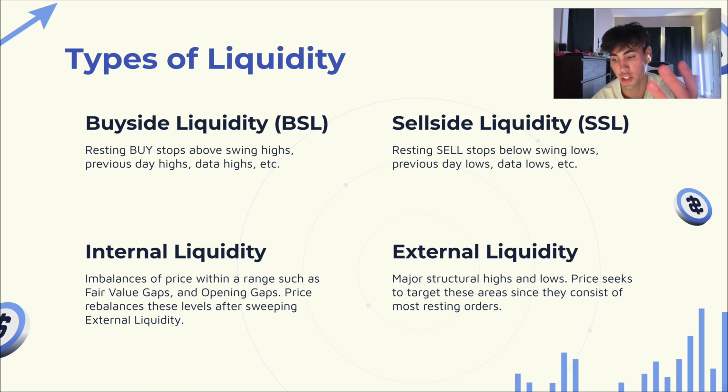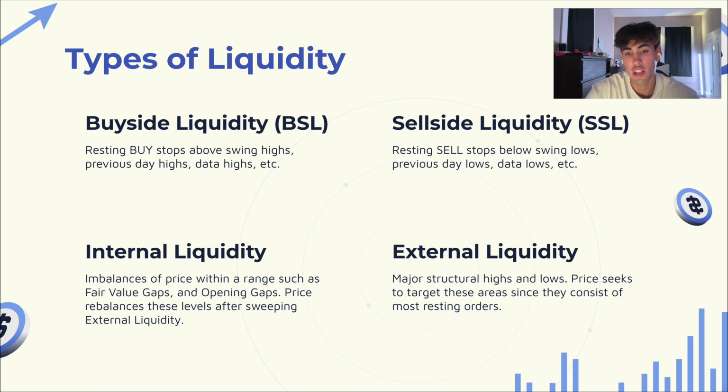Now I'm going to make a separate video for this because it's very important to understand this, but essentially, internal liquidity are imbalances of price within a range, such as fair value gaps and opening gaps. So basically, price will rebalance into these levels after sweeping an external liquidity, which I'll go over next. But it's important to understand how imbalances work and how it moves price. I'll get into that a little bit later. But for now, let's just focus on internal and external liquidity.